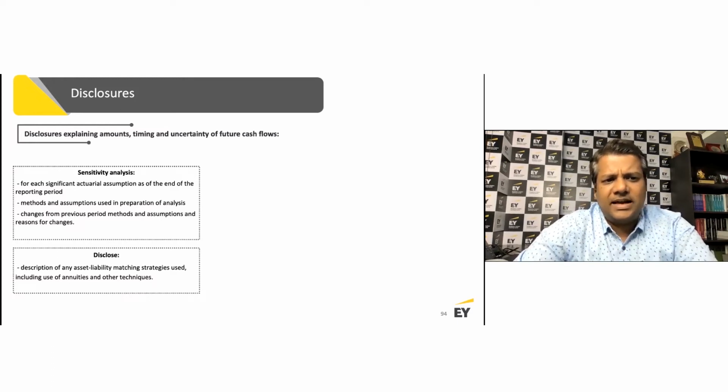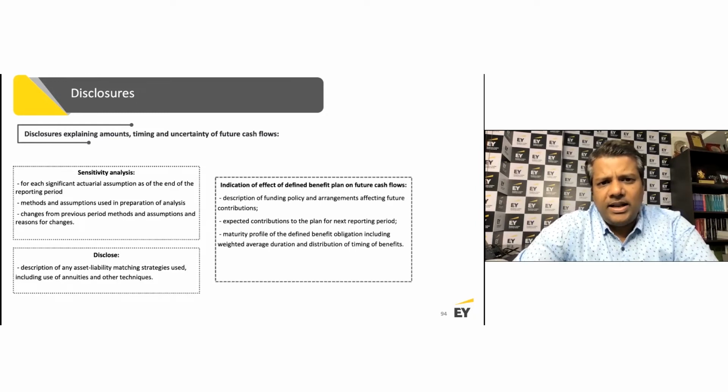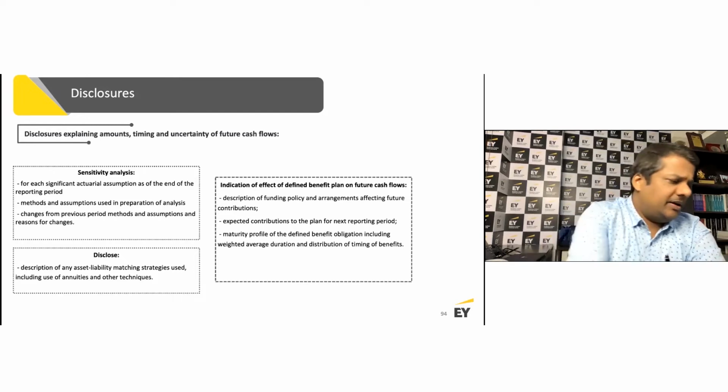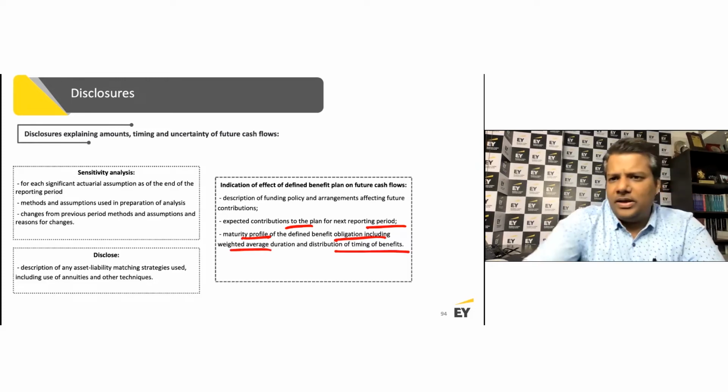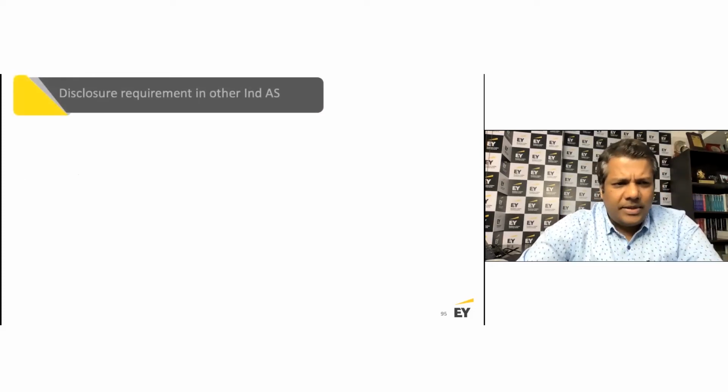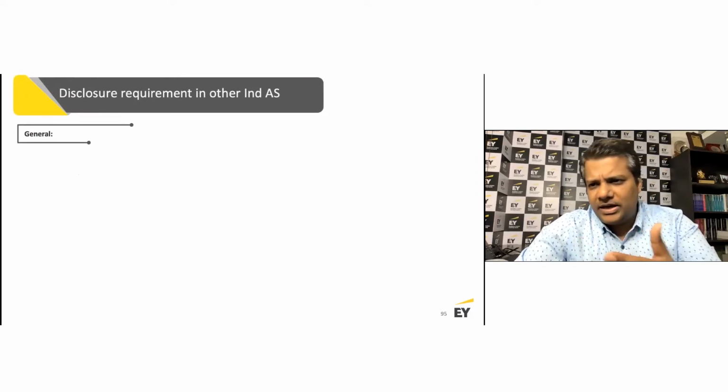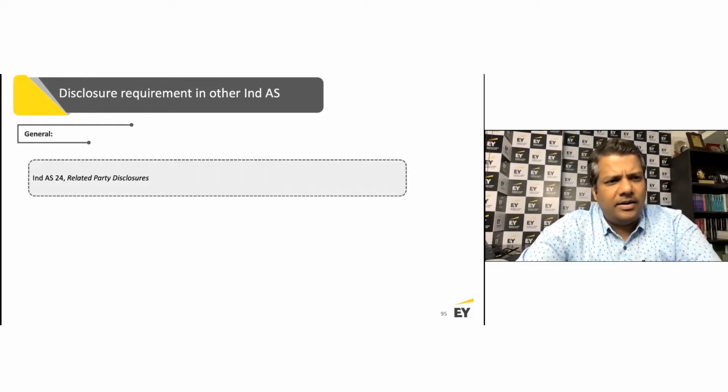Description of any asset liability matching strategy, I need to disclose that as well. And the impact of that on the future cash flows, expected contribution for the next reporting period, and maturity profile. What period I'm going to pay. So, a bunch of disclosures. I would encourage each of you to go through the slides, read them at your leisure, and make sure that you are mentally clear.